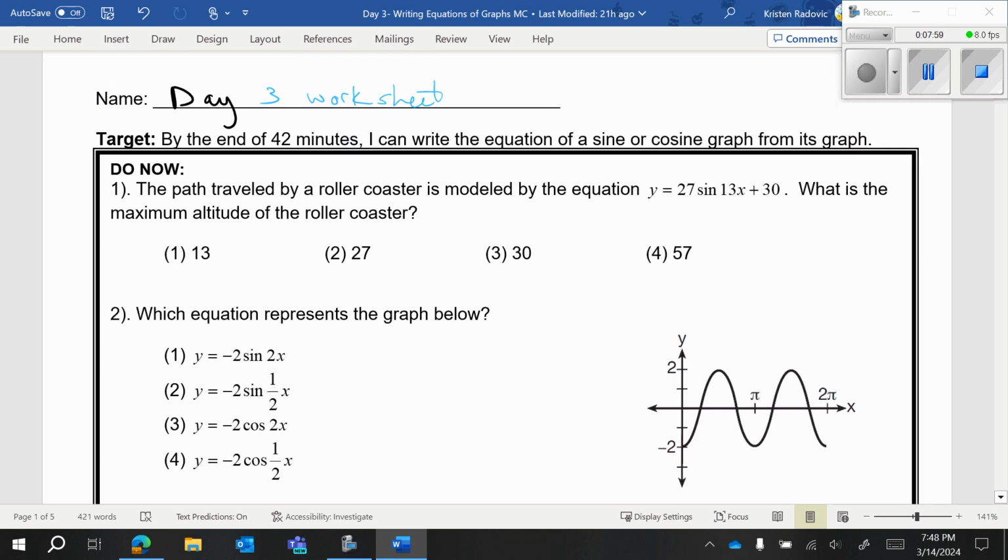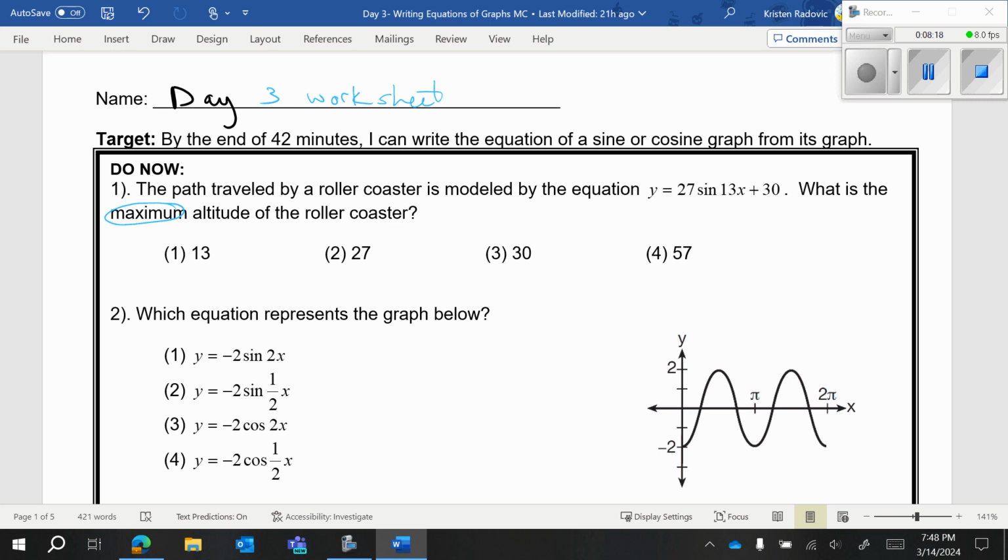We're going to start to get into word problems. And with word problems, you need to know some formulas. So they're saying the path traveled by a roller coaster is modeled by that equation. What is the maximum altitude? They're asking for the max.